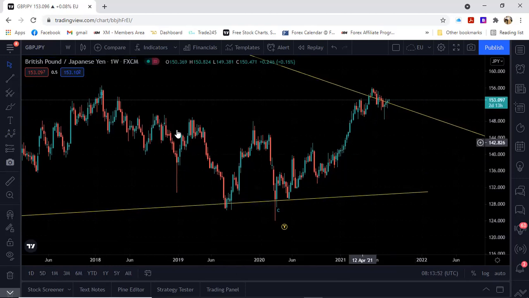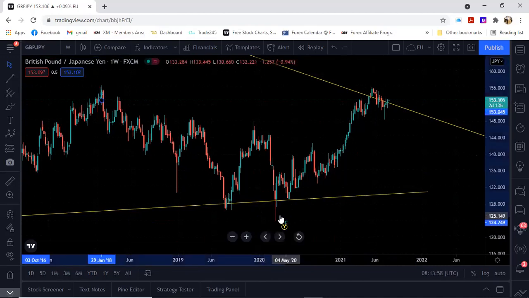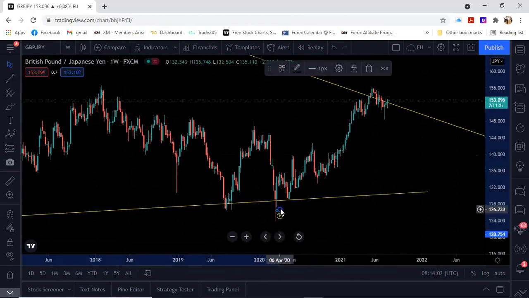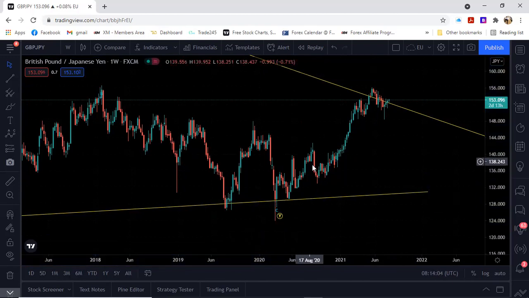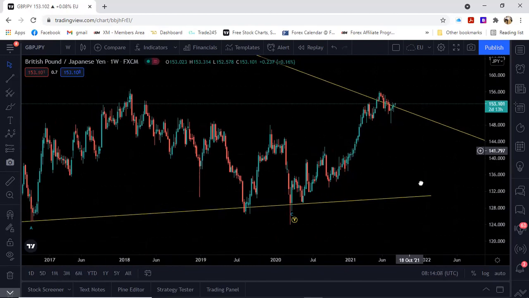Now we are here. So we no longer mind about what happened there because we are done with this part, where we say that this was our final move for our leg C to give us our leg Y. So now we are concerned about this move right now.